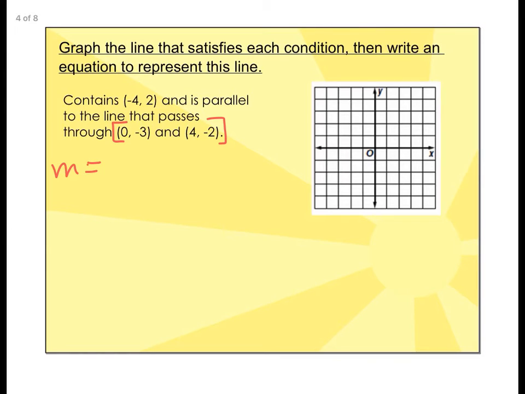So I need to find the slope between these 2 points first. So I'm going to do the bar method again. Make sure you do change in y on top: -3 to -2, I'd have to add 1, and then 0 to 4 is 4. So my slope is 1/4, and I want to be parallel to this line. So if I want to be parallel to this line, my slope has to stay the same.